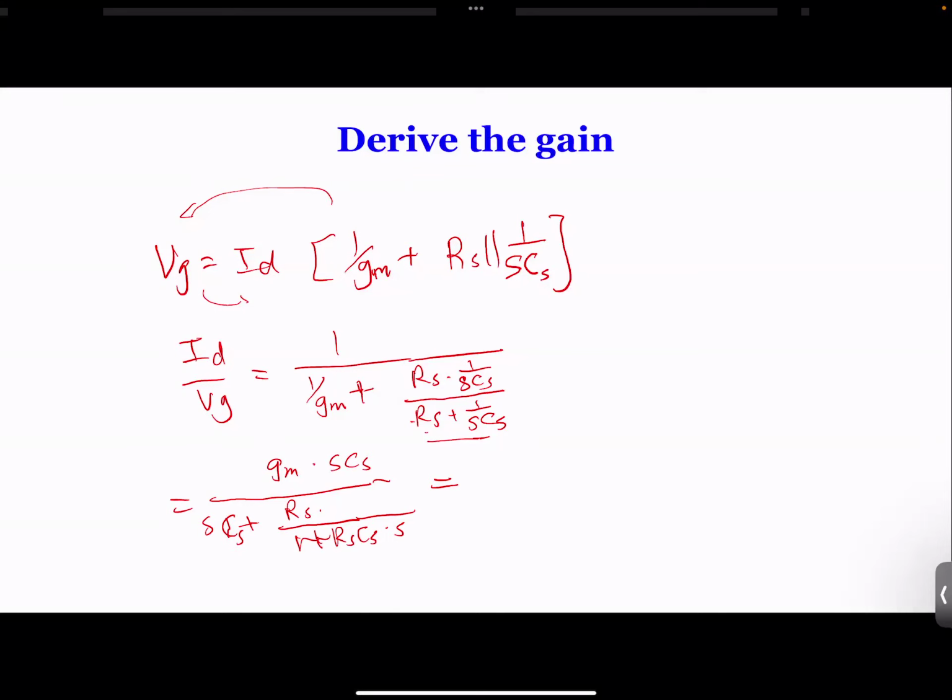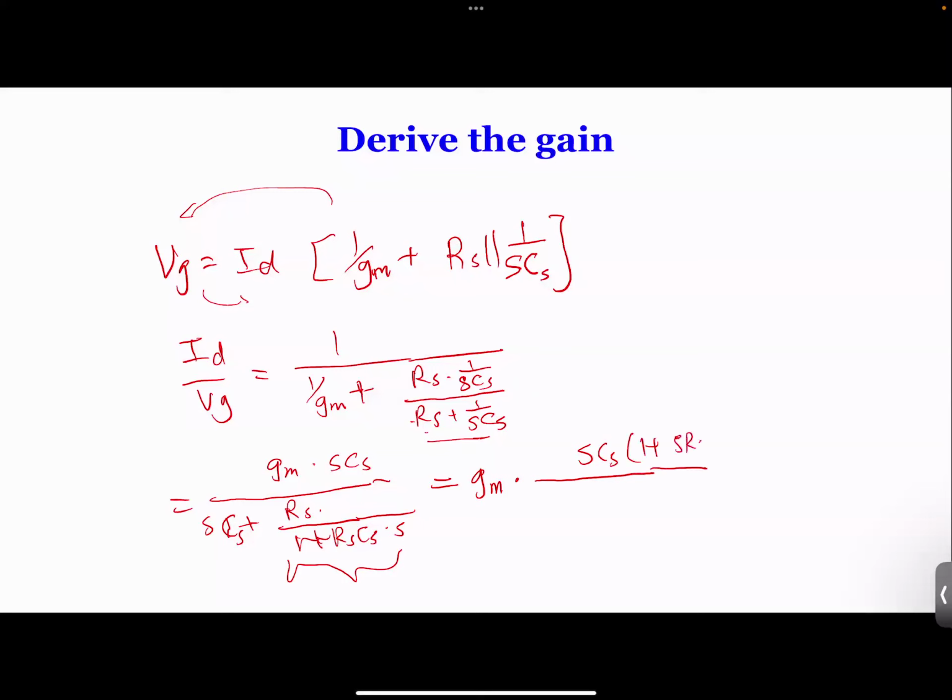It's a little bit complicated, but what we can do is we can further take that GM out over here. And we can do this one. We can divide by S, we can multiply it by this. So we SCS times 1 plus SRS-CS divided by RS plus SCS times 1 plus SRS-CS.